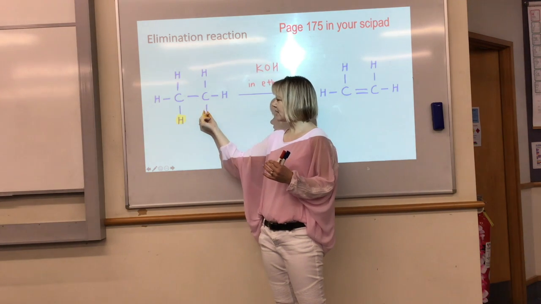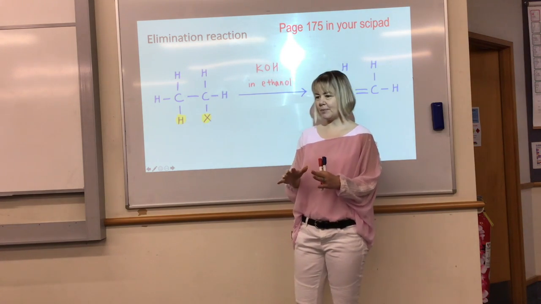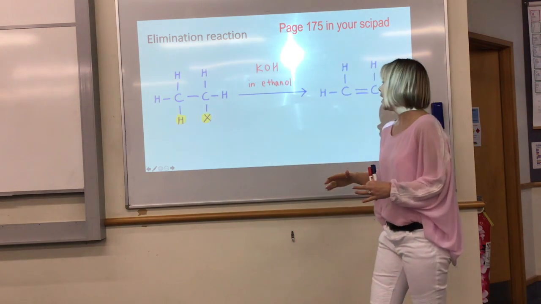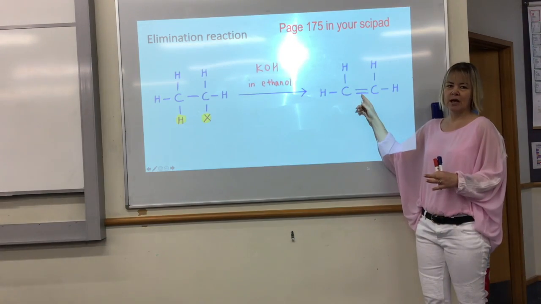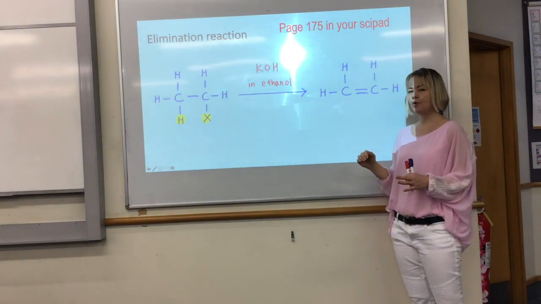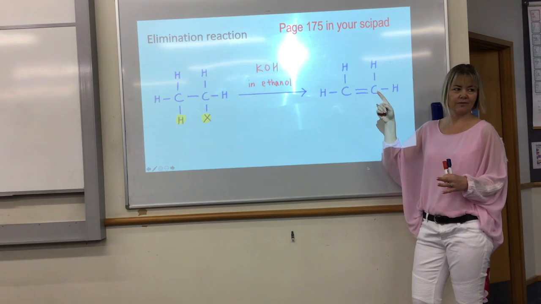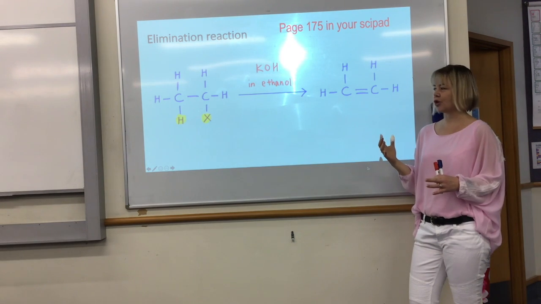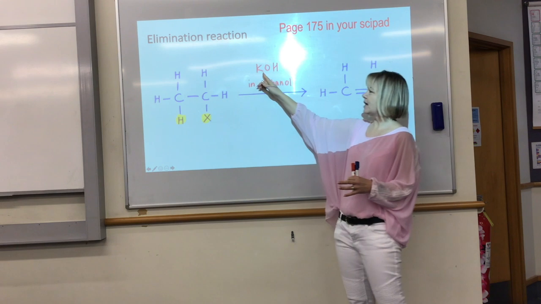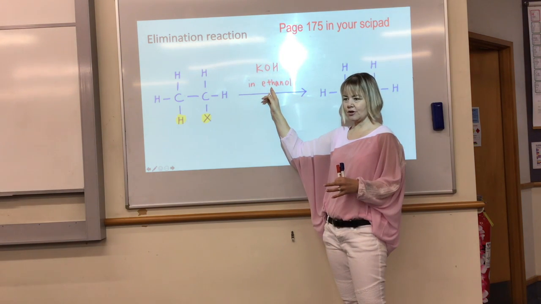When this atom comes off and this atom comes off, they don't get replaced, and as a result, a double bond forms. So you always form alkenes from an elimination reaction. The reagent to make this reaction occur is potassium hydroxide, and it needs to be dissolved in ethanol.